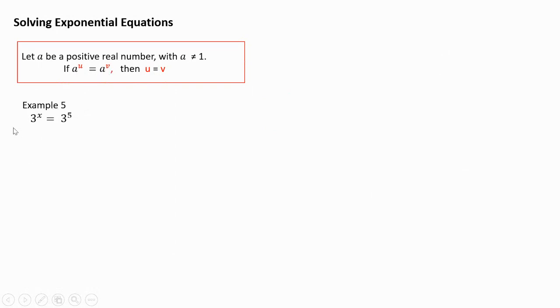So example number 5, right? We have the same base, correct? So same base, we apply the rule. So if the bases are the same, which are 3, then the exponents must equal to each other. So x equals 5. Okay? This is example number 6. You have 8 to the x equals 2 to the 5th. Here, we cannot apply the rule yet. Why? Because the bases are not the same.